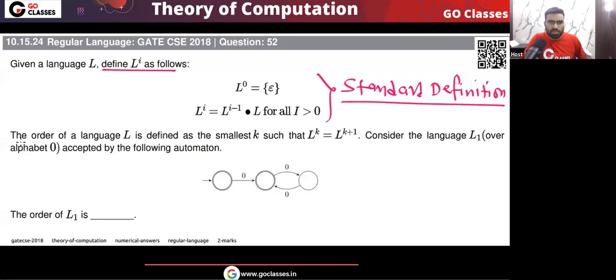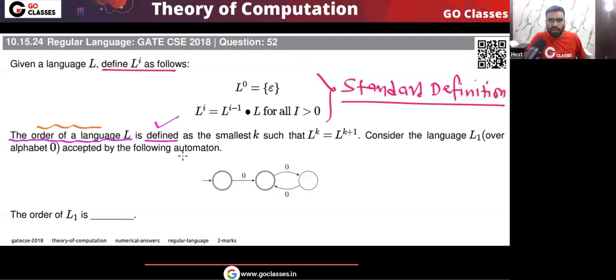Now the question is saying the order of a language L is defined. Remember, they are defining a new concept. This order of a language is not a standard concept, not a basic concept. In this question, they are defining a new terminology and they are also giving you the definition.